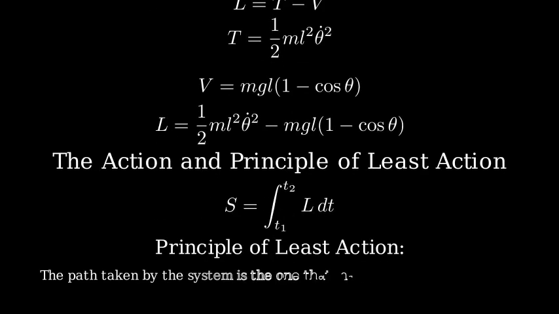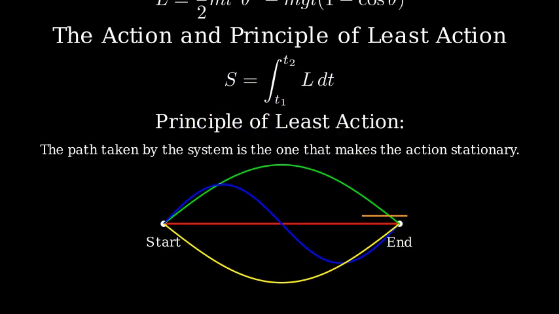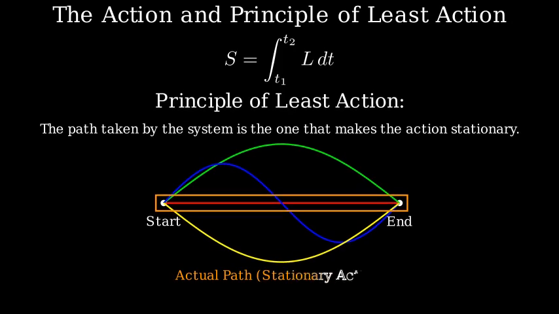This brings us to the principle of least action, which is the cornerstone of Lagrangian mechanics. It states that the path taken by the system is the one that makes the action stationary, which usually means minimizing the action. If we visualize different possible paths a system could take, the actual path taken is the one that makes the action stationary.